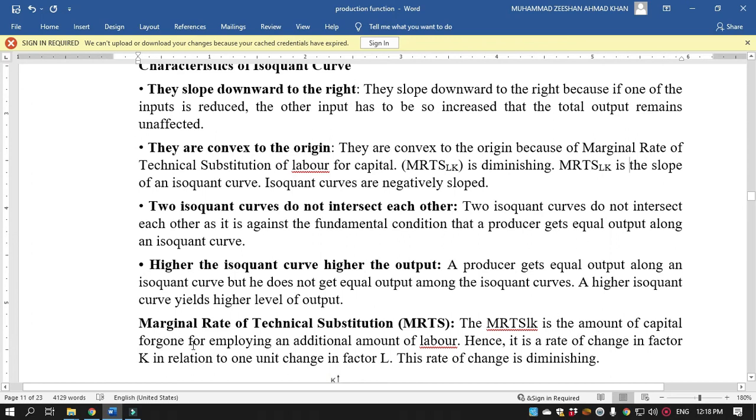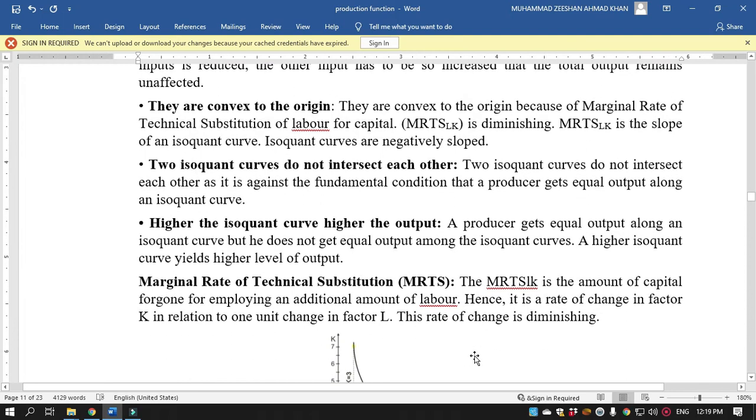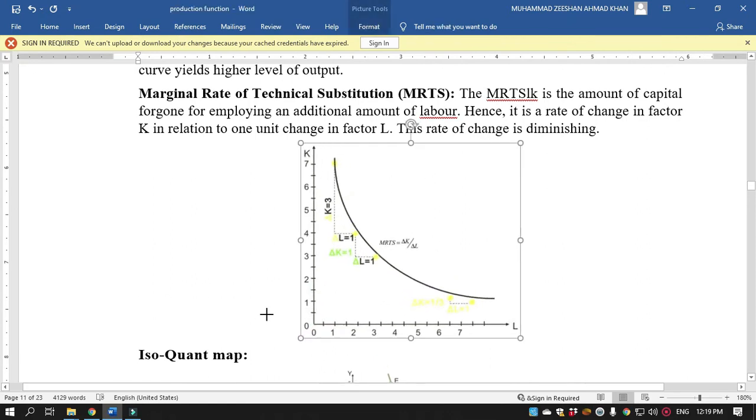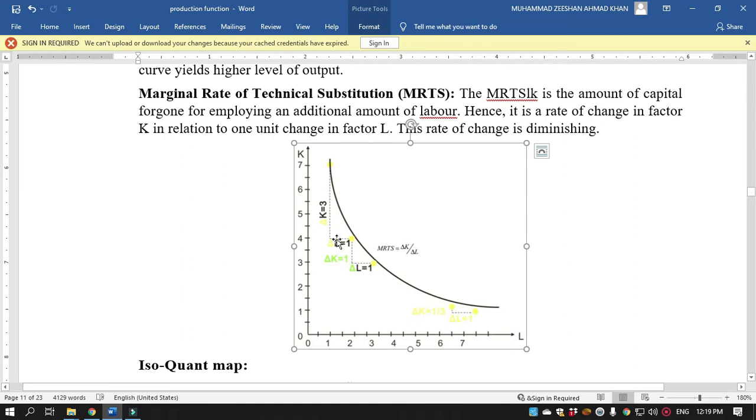The marginal rate of technical substitution of labor for capital, as I said, is the amount of capital that is foregone for employing an additional amount of labor. Hence, it is the rate of change in the factor K in relation to one unit change in the factor L. This rate of change is diminishing. If we enlarge this graph a little, you can see that labor is coming in additionally by 1 unit, while capital is being reduced first by 3 units, and then by 1 unit.